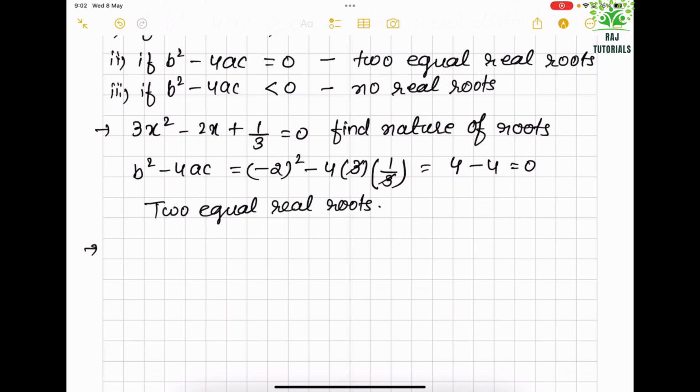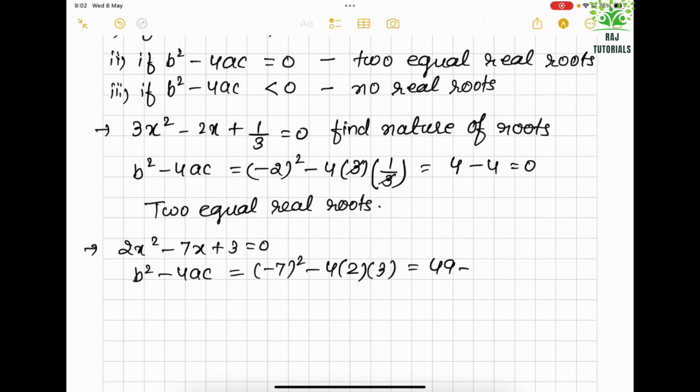Then if I am given an equation like 2x square minus 7x plus 3 equal to 0, I check b square minus 4ac. That will be minus 7 whole square minus 4 into 2 into 3. So this will be 49 minus 24, so that will be 25, which is greater than 0. So two distinct real roots.